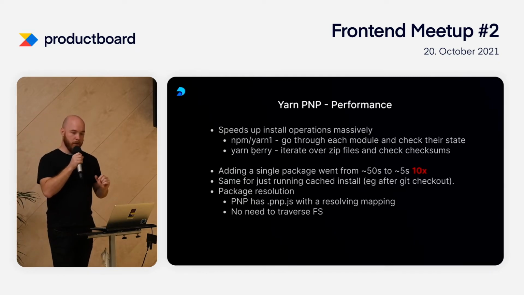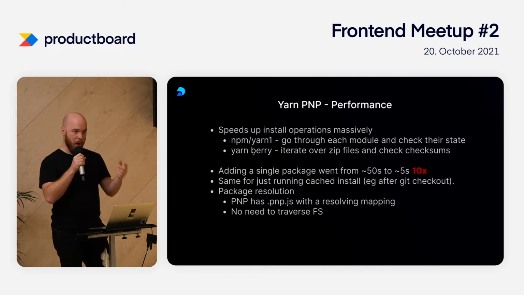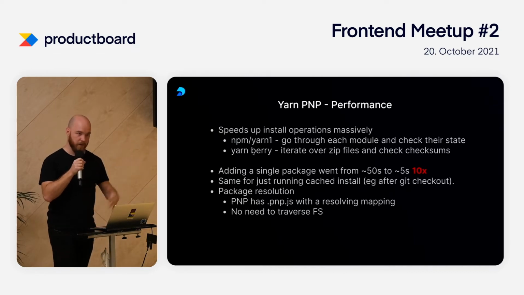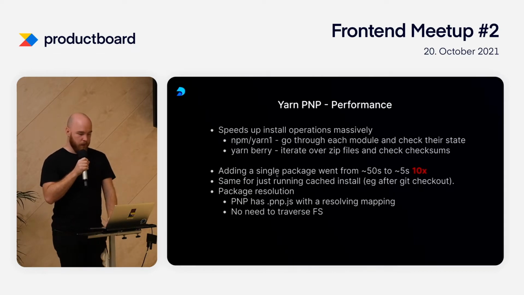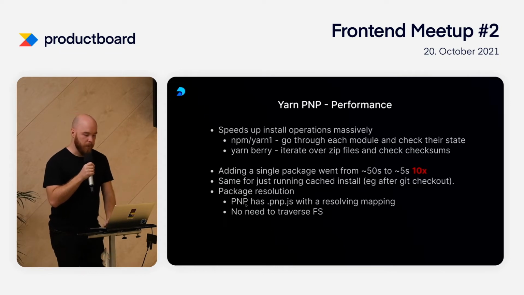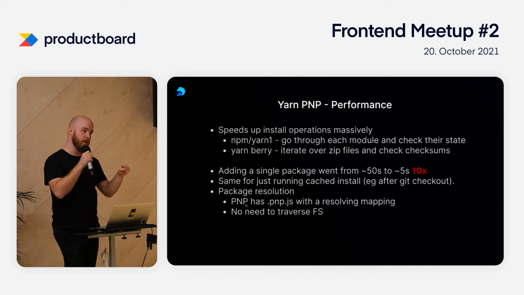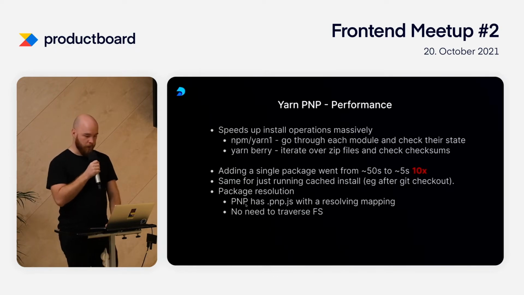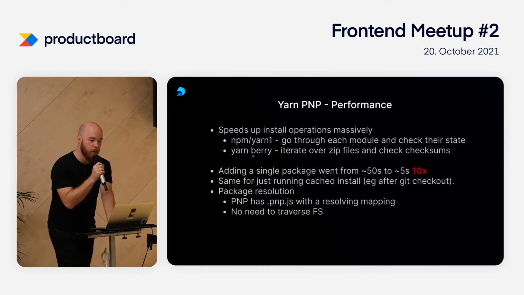And this is instant. This is like O(1), right? You don't have to traverse and find stuff, which was done without the PNP in Yarn 1. And by the way, you can use PNP in Yarn 1 now, and you can also use Yarn 2 or 3 without PNP, but don't do that. And by the way, Yarn Berry was the codename for Yarn 2.